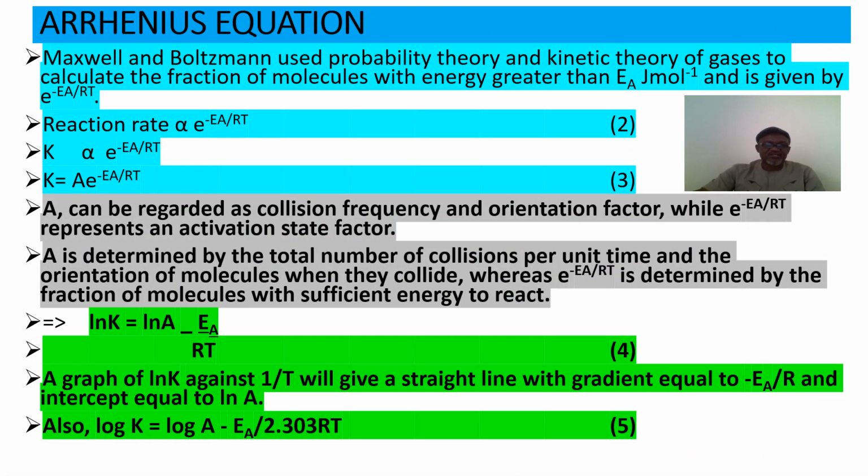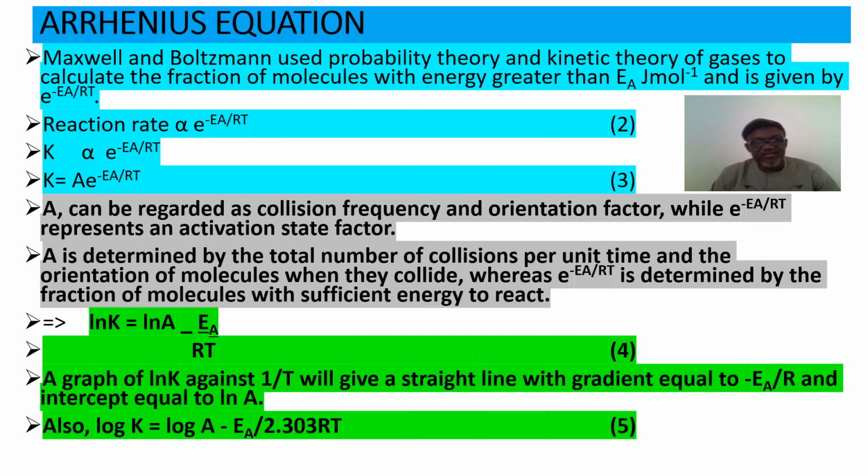Now, it is this fraction we're talking about that Maxwell and Boltzmann used probability theory and the kinetic theory of gases to calculate. This number of molecules with energy greater than EA is given by e to the power minus EA over RT. EA is the activation energy, R is the gas constant, and T is the temperature. So the reaction rate is proportional to this number, because remember that it is this number of molecules with energy greater than EA that will go into reaction. That is directly proportional to the reaction rate.